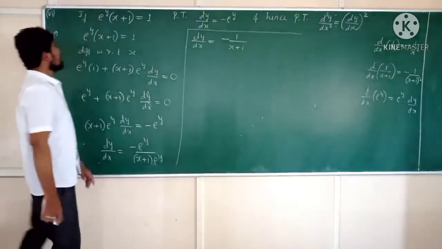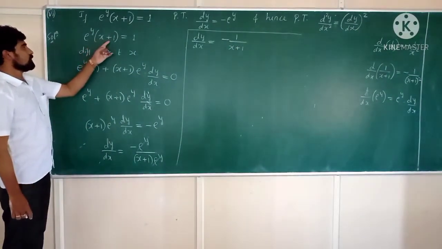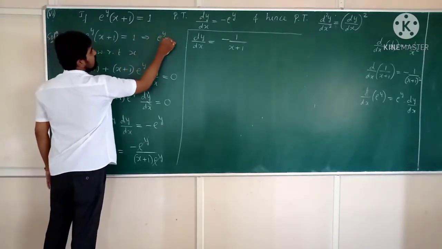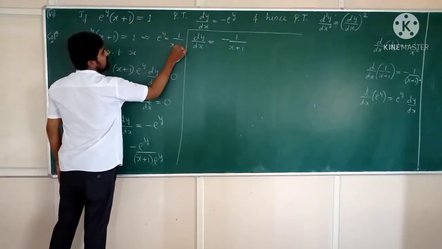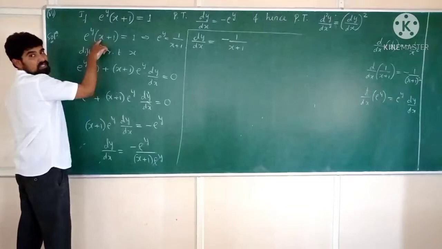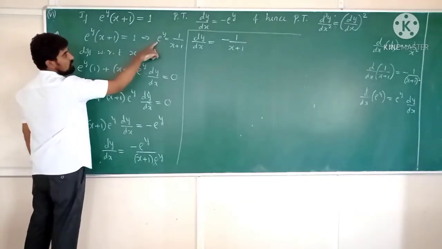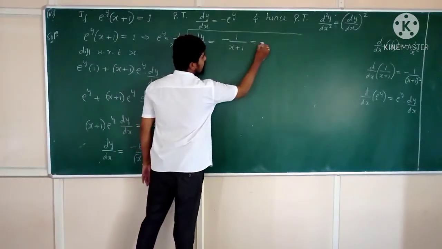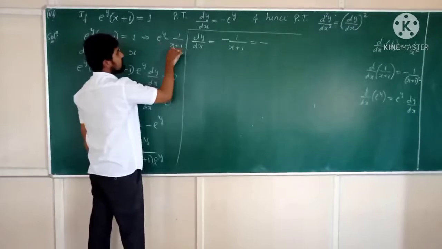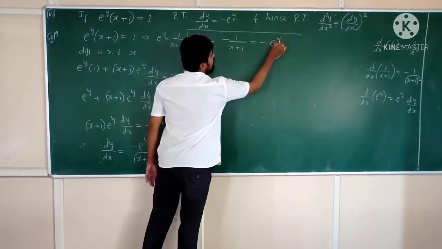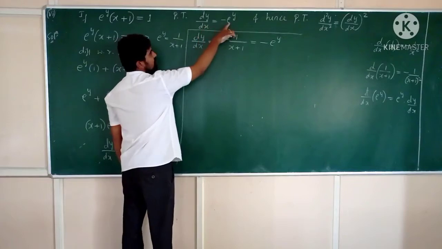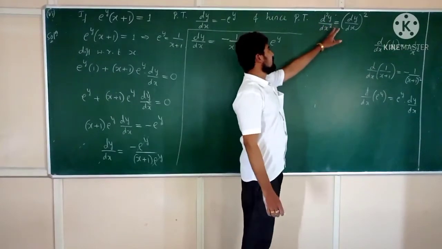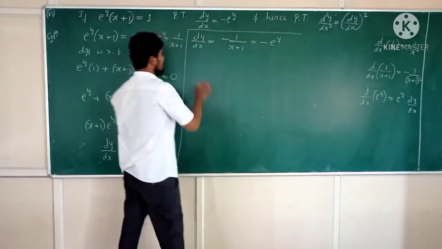So just observe here, it is given that e^y into (x + 1) is equal to 1, which implies that the value of e^y should be equal to 1 divided by (x + 1), by shifting this (x + 1) towards the right hand side. Hence dy/dx is equal to minus, as it is, in place of 1/(x + 1) we may write e^y. Hence we proved the first one, dy/dx is equal to minus e^y. Now we need to prove that d²y/dx² is equal to (dy/dx)².